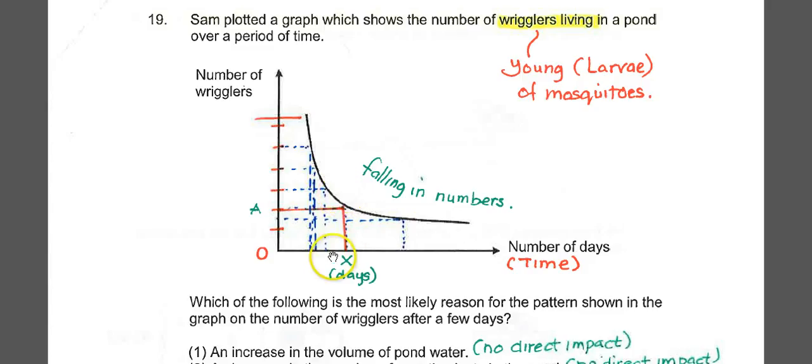How do you know this? Look here. At this day, you draw a line up, it touches part of the line graph. You go over here, it's this amount. If you go back, it's higher over here, another amount. If you go back a little, it went up here, is higher. So from a high point, as days go by, it drops all the way. All right. Now, which of the following is most likely the reason for this pattern of falling numbers shown in the graph of the wrigglers after a few days? Let's take a look.